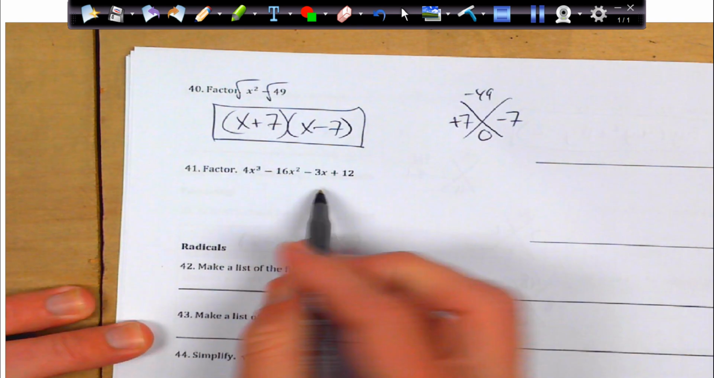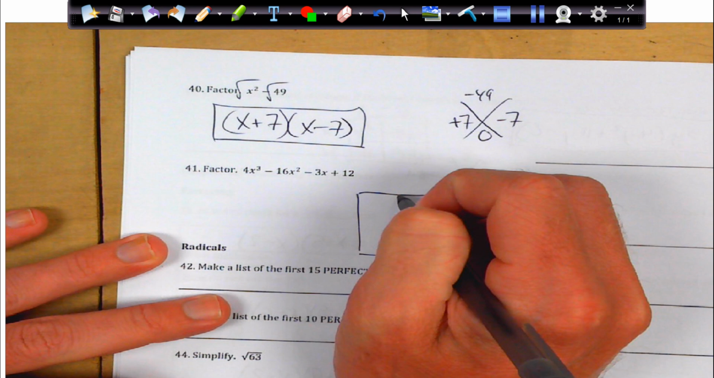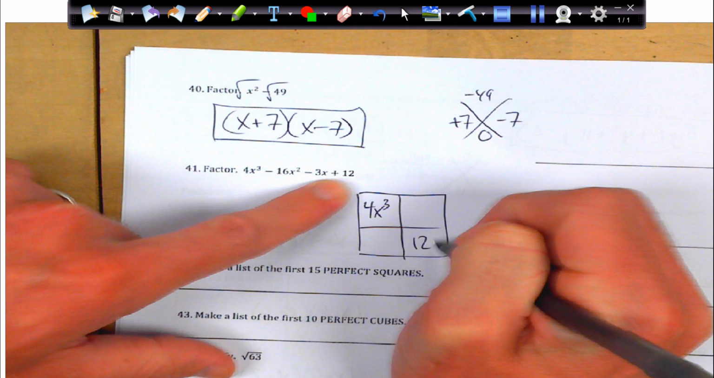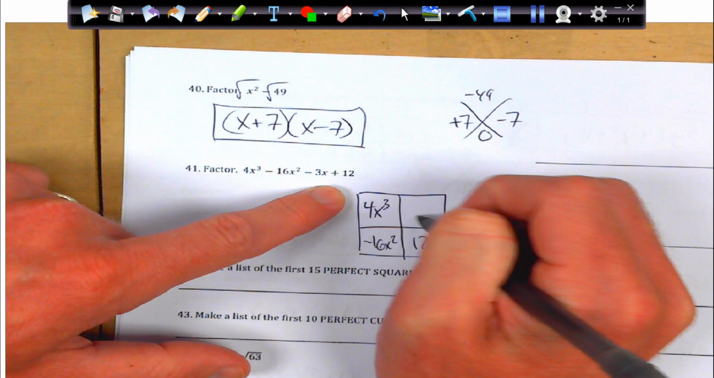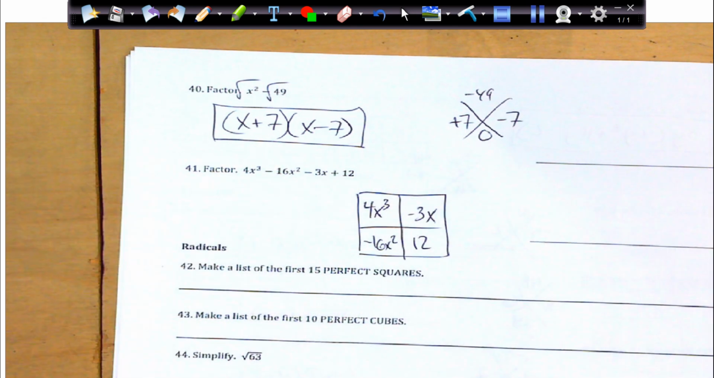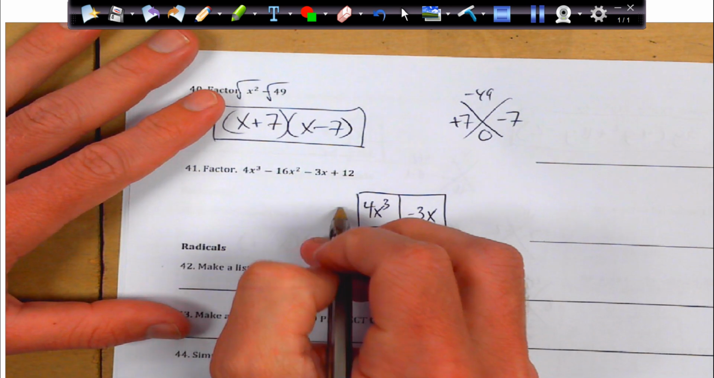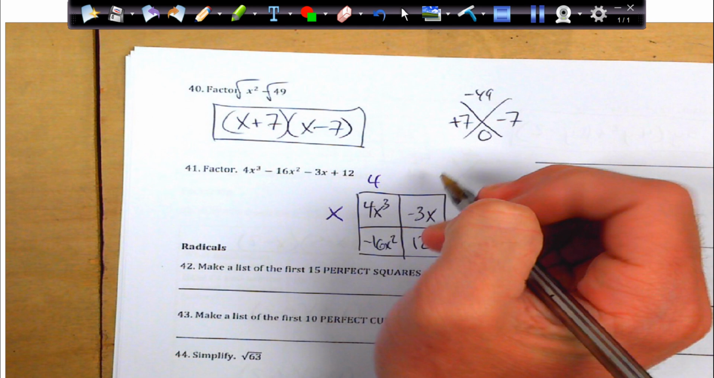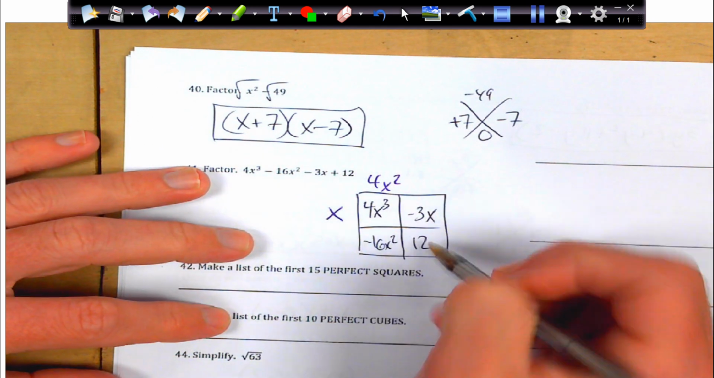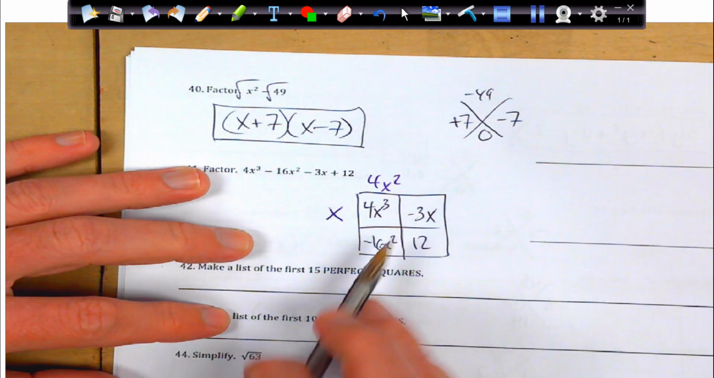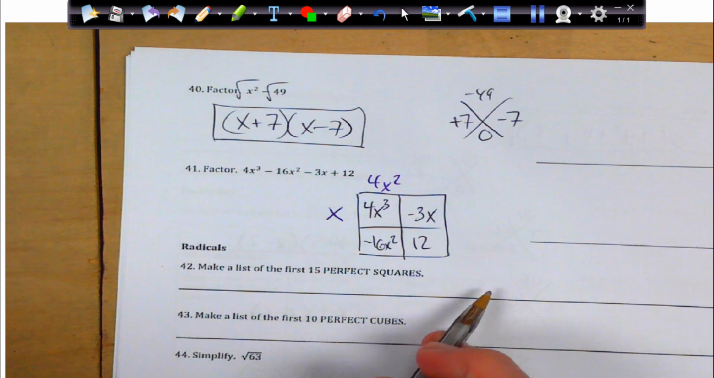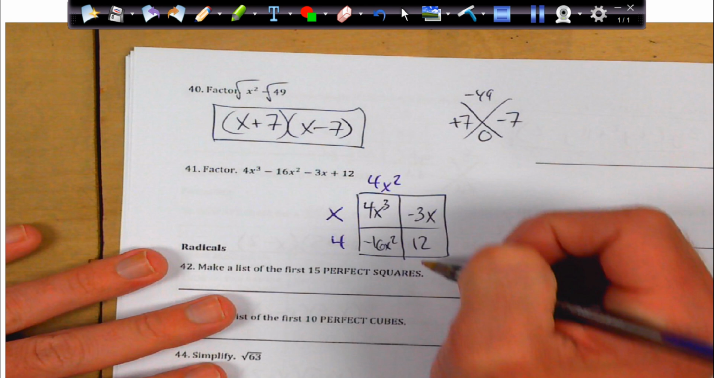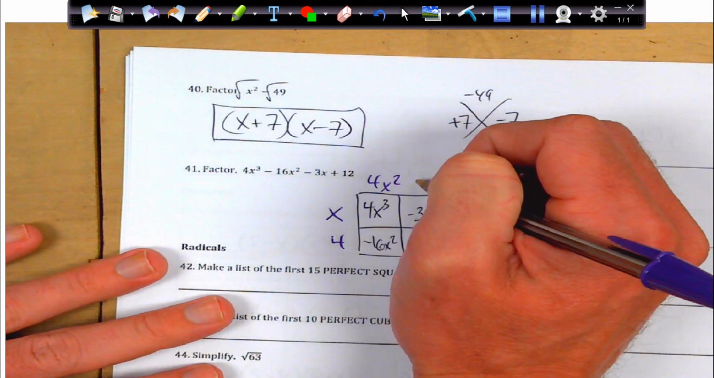This is factored by groupings. So again, we just put it in our box. First number, top left. Last number, bottom right, and then these two don't really matter where we put them. And we factor out right here. I'm going to be able to take out an x here. Take out a 4x squared. And then here, this way, it looks like I can pull out a 4 as well. And then this way, I can pull out a 3.